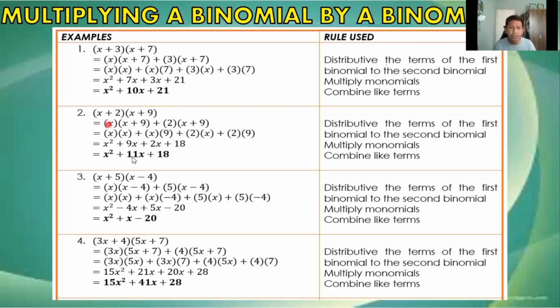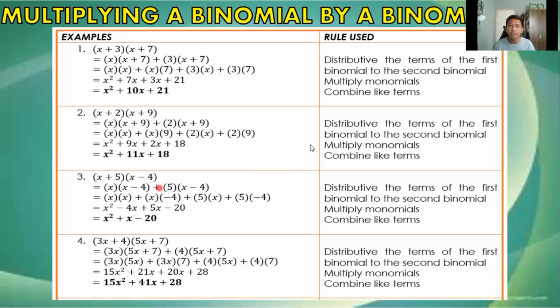X times x, x squared. X times 9, 9x. 2 times x, 2x. 2 times 9, 18. And then we have to combine like terms, which are 9x and 2x. X squared plus 11x plus 18 is our final answer. Number 3, we have x plus 5 times x minus 4.